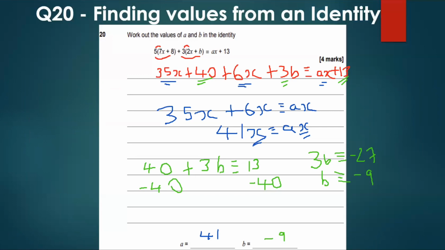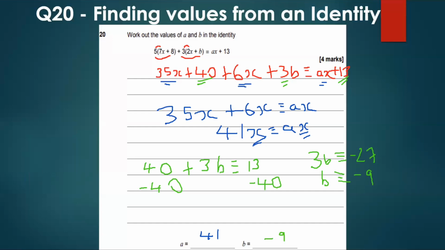So this question is about expanding your brackets and also comparing coefficients. What I mean by that is collecting like terms. So here I've got 35x and 6x. That's going to be equal to something x. We know that 35x plus 6x is 41x, so therefore a has to equal 41 by definition.